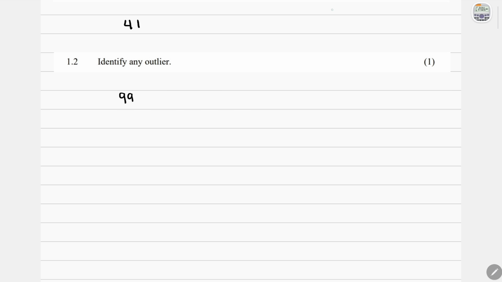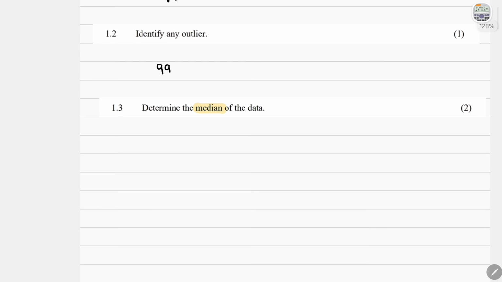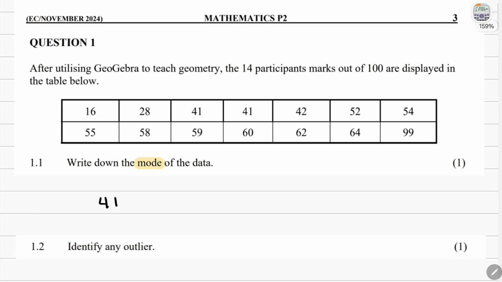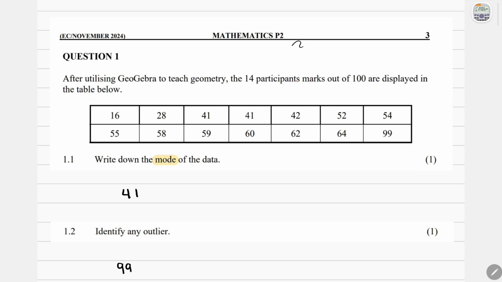Moving on to the next question. Question 1.3 says, determine the median of the data. So the median is the middle value. There are exactly 14 participants, and 14 is an even number, so the middle is in between 7 and 8, exactly halfway through. You could also cancel off the first and the last, the second and second last, and so on, and you would get to these two in the middle. So they lie right in between.